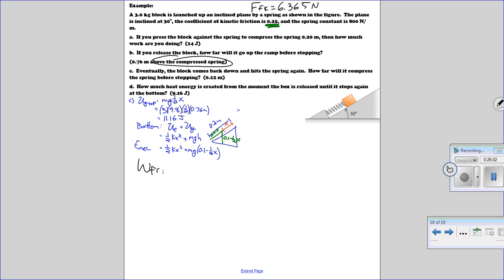The work done by friction is going to be our change in mechanical energy, which is final, so that's this mechanical energy we just wrote, 1/2 k x squared plus mg times (0.1 minus 1/2 x). That's how much mechanical energy we start with, right? Final minus initial, and our initial is the gravitational potential energy we had at the top, so minus 11.16. Now the last thing we have to do is come up with an expression for the work that friction did.